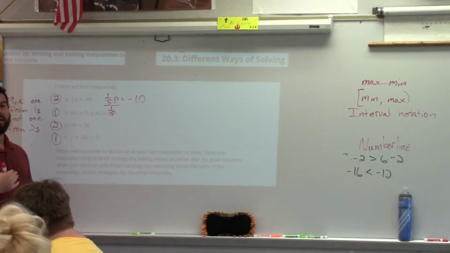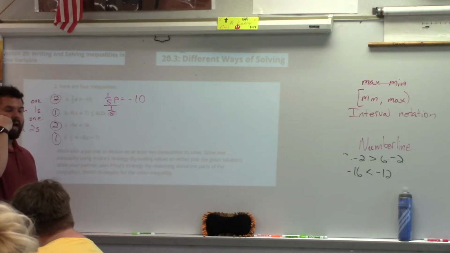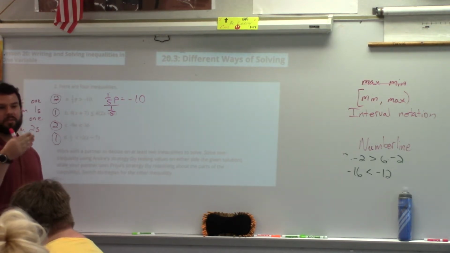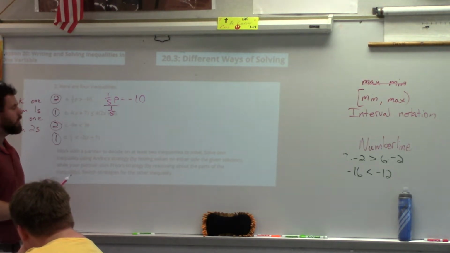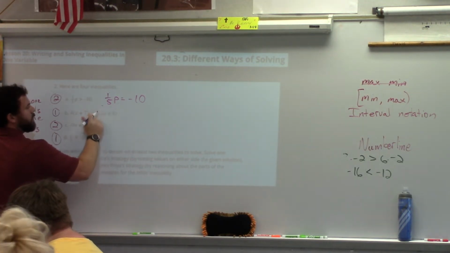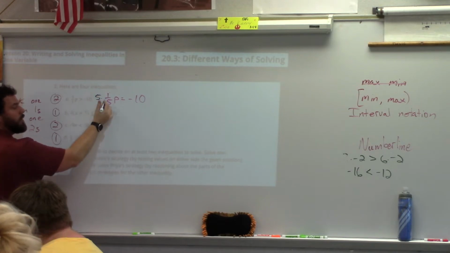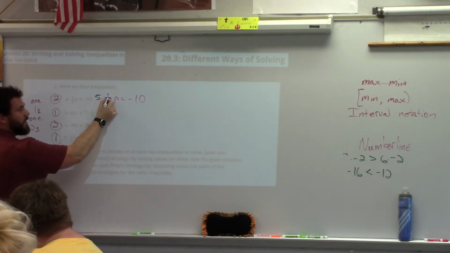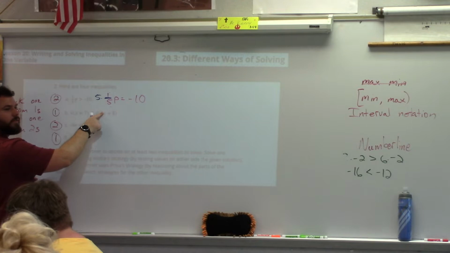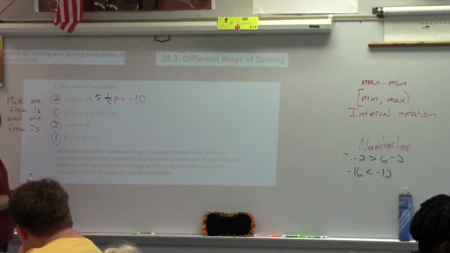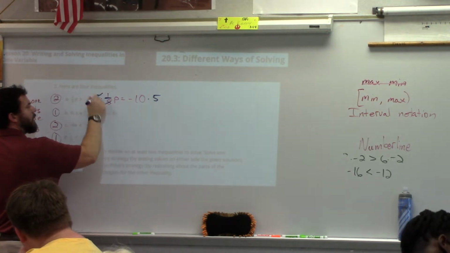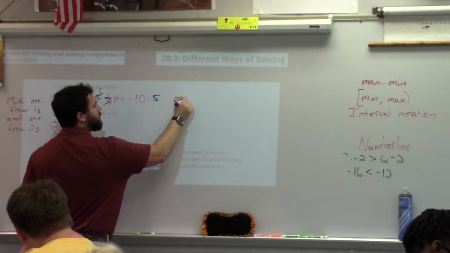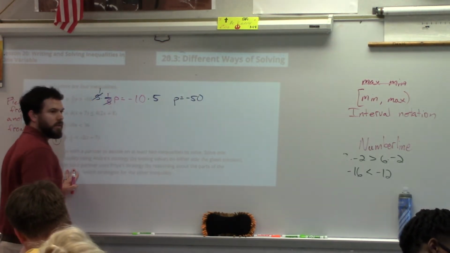No, I don't want to put that in a calculator. But if you remember how we represent division by a fraction, there's a really easy way to do it. You multiply by its reciprocal, times 5. Remember, this also right here is division by 5. What's the inverse of division? Multiplication, right? So I recognize that, and I multiply by 5. 5 divided by 5 is 1. P is equal to negative 50.